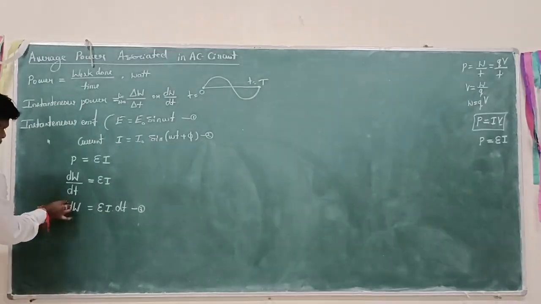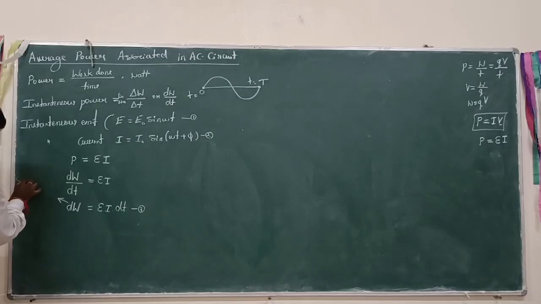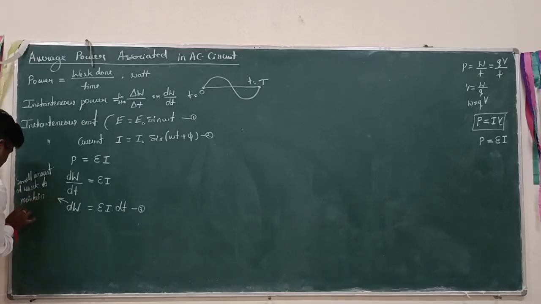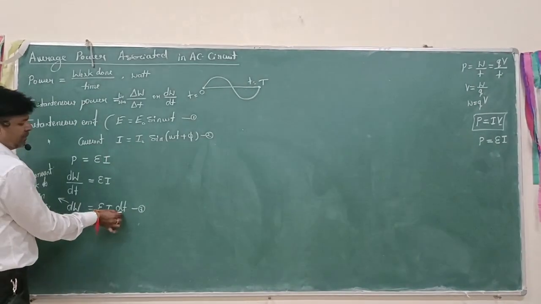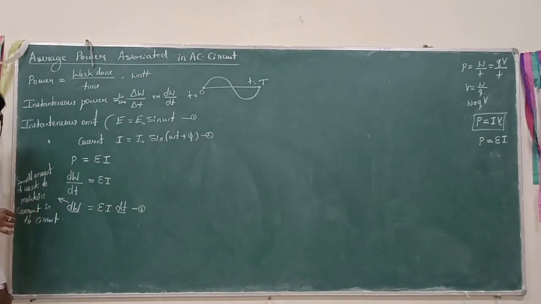So this dW stands for the small amount of work to maintain current in the circuit in dt time. So in dt time, how much work are we doing? We are doing dW work. This is the expression of dW.